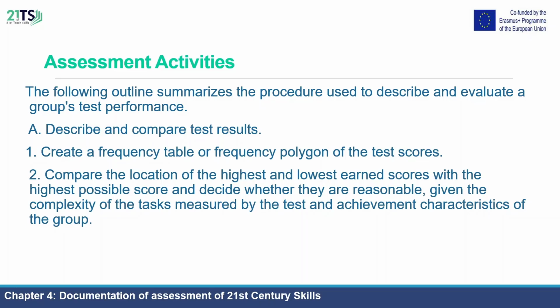In this activity, you are asked to perform some tasks to demonstrate your understanding of these lessons. The following outline summarizes the procedures used to describe and evaluate group test performance. A. You have to describe and compare the test results. 1. Create a frequency table or frequency polygons of the test scores.